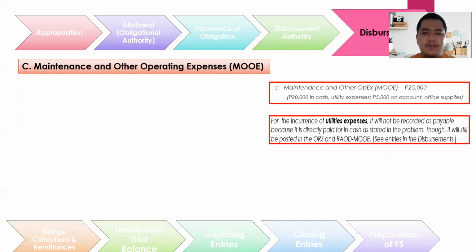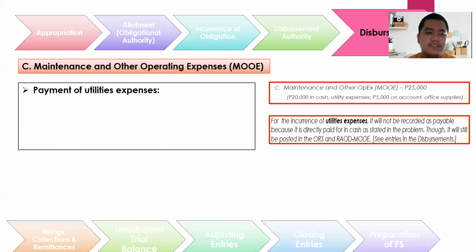Now, for the other MOOE, we have the utility expenses. As mentioned before, the incurrence of utilities expenses will not be recorded as payable because it is directly paid for in cash. So as for the payment of utilities expenses, since it has not yet been recorded as expense and liabilities, respectively, in the disbursement phase, it will be recorded as such. So utilities expenses, it could be water or electricity, for 20,000.